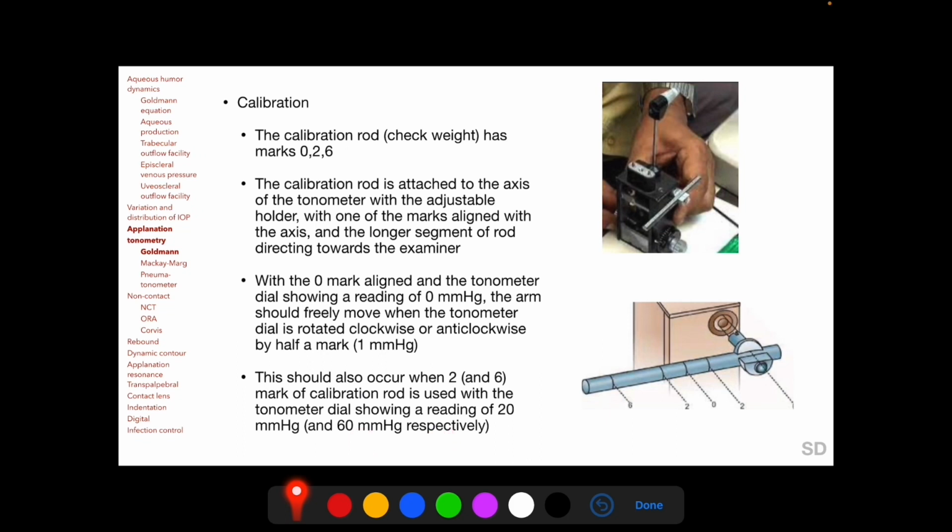So calibration is said to be adequate when the arm of the tonometer shows free backward and forward rocking movement in all three settings: with the 0 mark of the calibration rod aligned along the axis of the tonometer and a 0 mm of mercury reading on the dial in the first setting, with the 2 marks aligned along the axis and a 20 mm of mercury reading in the second setting, and with the 6 marks aligned along the axis and a 60 mm of mercury reading in the third setting.